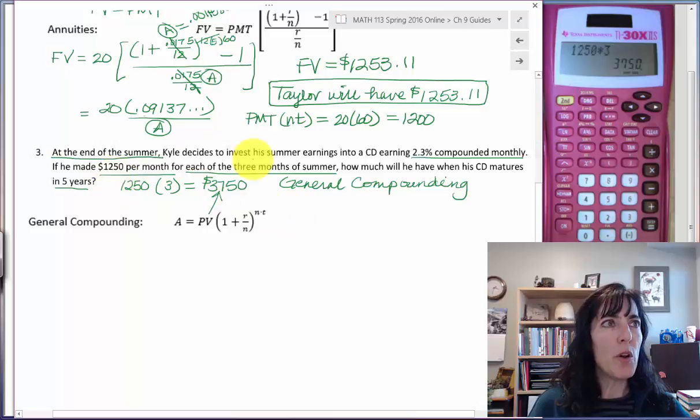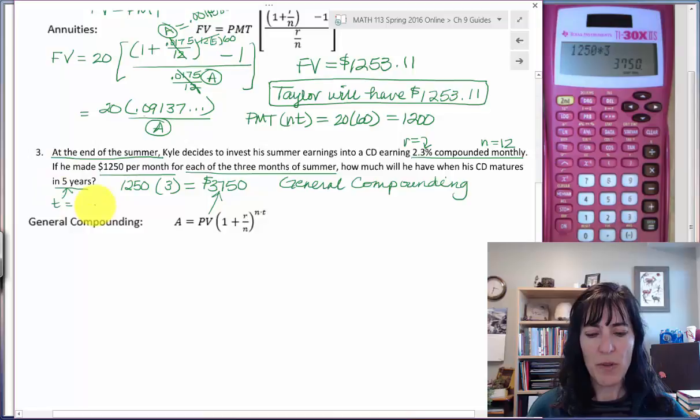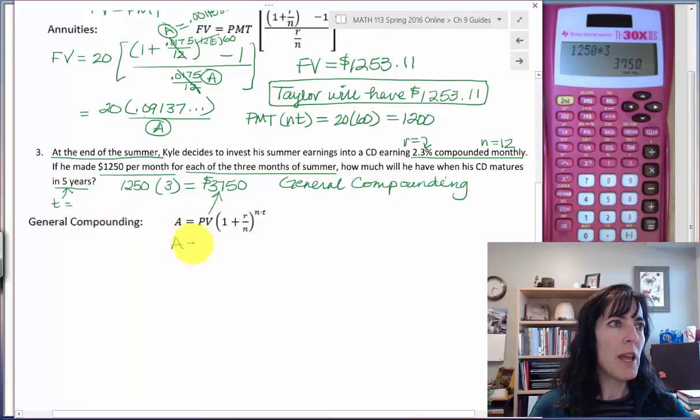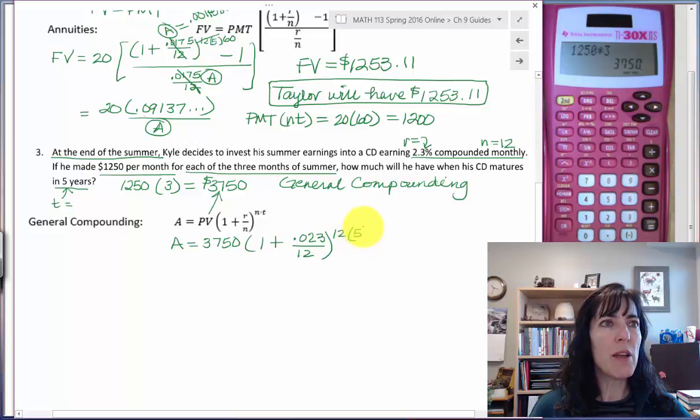We also need to know the R. So I see an R here, and compounded monthly, that's my N, and time in 5 years. Okay, so if I plug all those things in together, I have A equals 3750 times 1 plus my R of 0.023 divided by my N of 12, raised to the N of 12 times the 5 for the T.